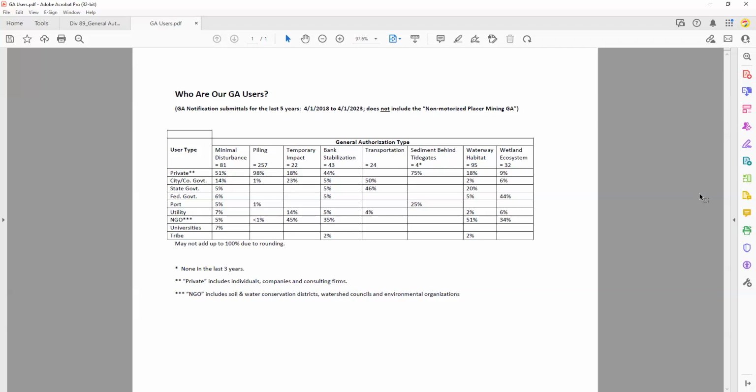A couple other ones I thought were interesting. Bank stabilization.